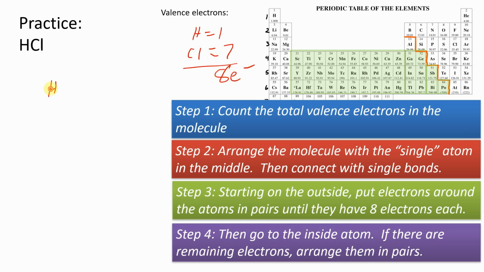We go HCl, and we decide which one's in the middle. It doesn't really matter because hydrogen is not going to get any extra electrons. So then we just have to satisfy the octet of chlorine. We've used 2, 4, 6, 8. We've used them all. Chlorine has an octet. Hydrogen has an octet too. It just only has 2 because it's trying to be like helium, and we're done.